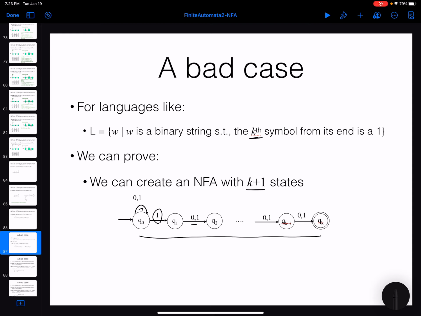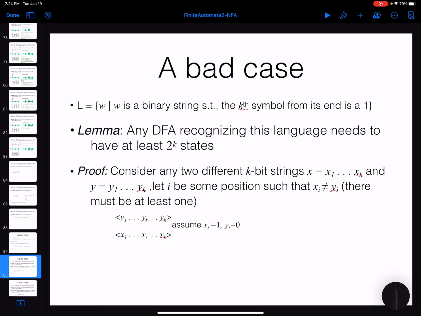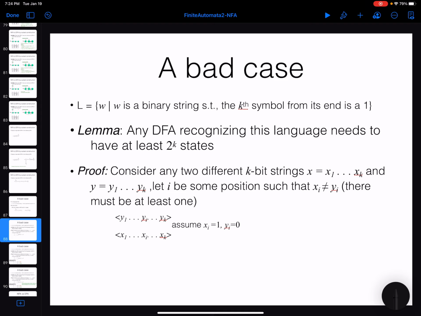Here is a binary string, so it's going to be 0, 1. And the only final state is going to be this one. But when you are creating the equivalent DFA for that, you will see that you need 2 power k states. And we can actually prove this one. I'm going to leave reading the proof for yourself. I have written the full proof here.